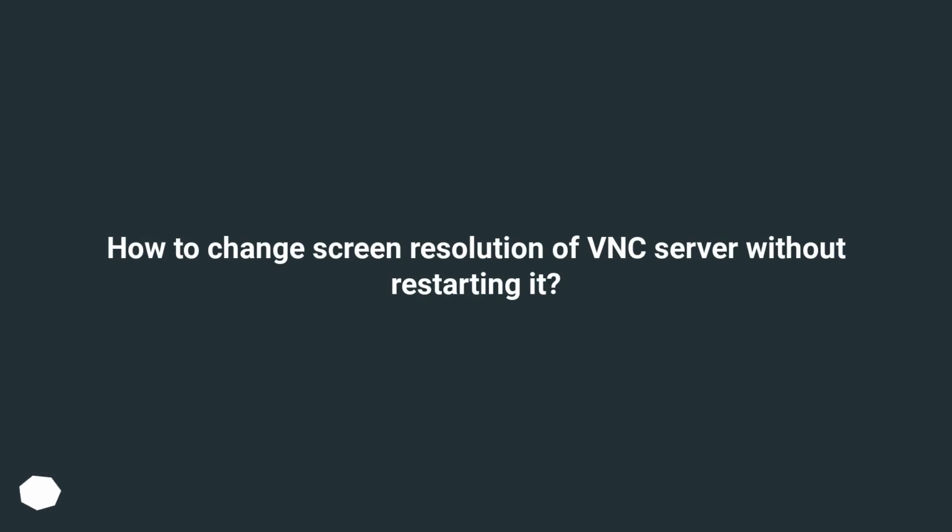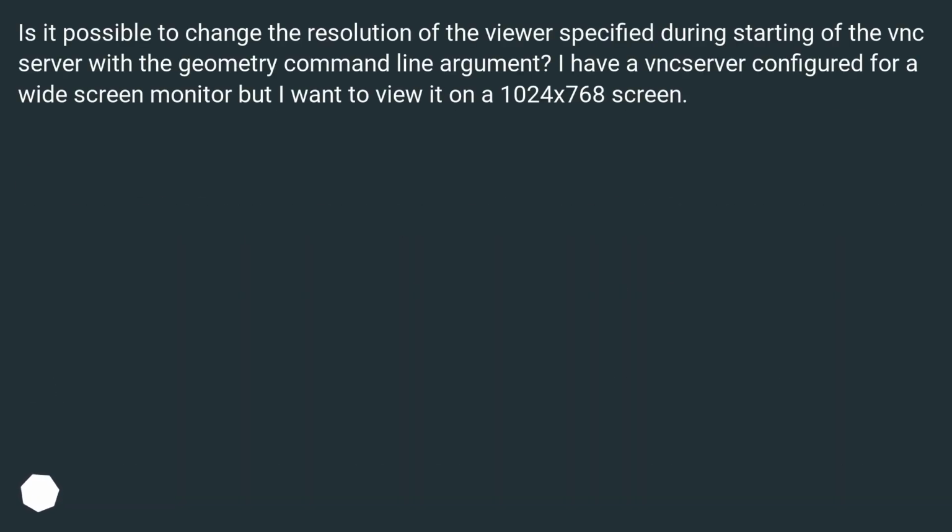How to change screen resolution of VNC server without restarting it. Is it possible to change the resolution of the viewer specified during starting of the VNC server with the geometry command line argument? I have a server configured for a widescreen monitor, but I want to view it on a 1024 by 768 screen.